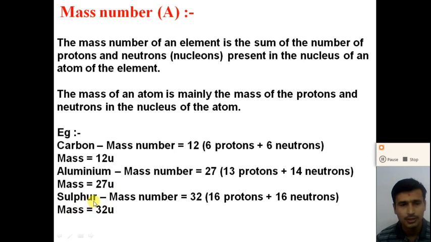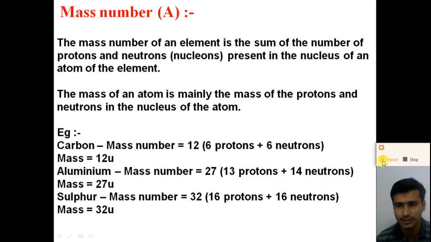sulfur. The mass number of sulfur is 32 and the atomic number of sulfur is 16. So the atomic number of sulfur is 16. That means it has 16 protons, right? And the atomic mass is 32. That means the protons plus neutrons is equal to 32. So we can say that in the nucleus of the sulfur atom, 16 protons and 16 neutrons are there. So the mass of the sulfur atom is 32 AMU, right?